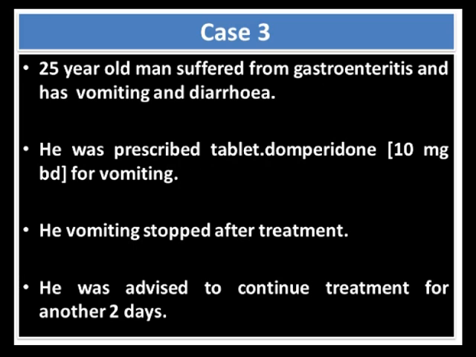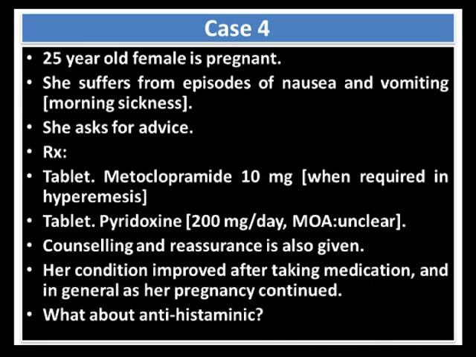Case 3 is a 25-year-old man who suffers from gastroenteritis and has vomiting and diarrhea. Very common to see, right? He was prescribed tablet domperidone 10 milligrams BD for vomiting. His vomiting stopped after treatment. He was advised to continue treatment for another 2 days. So one more drug in addition for an adult with gastroenteritis with vomiting and diarrhea.